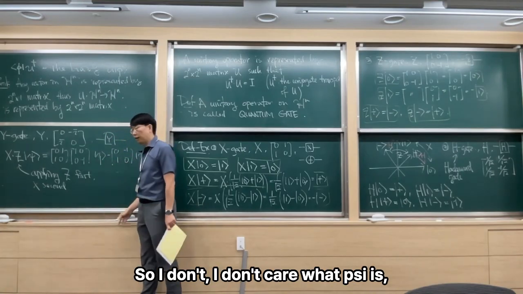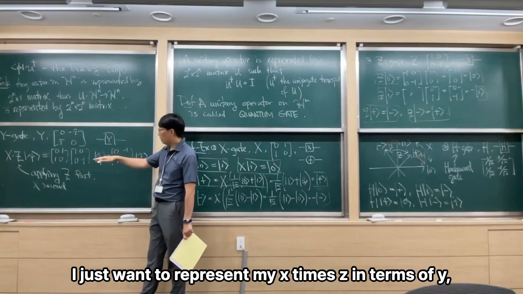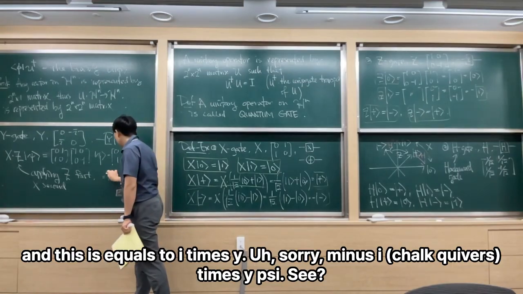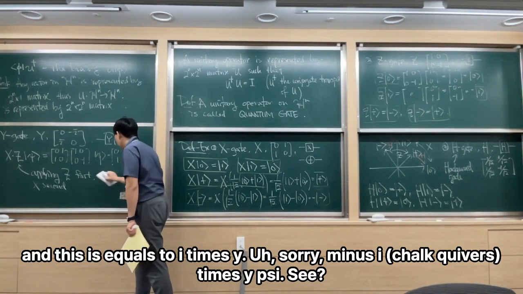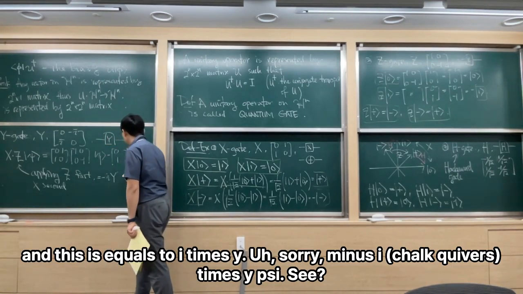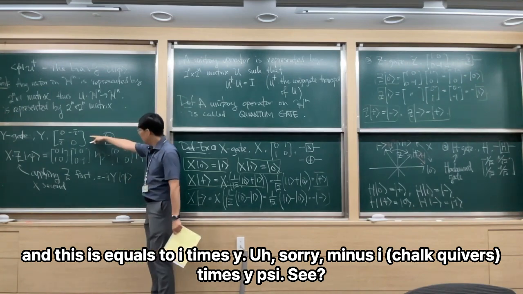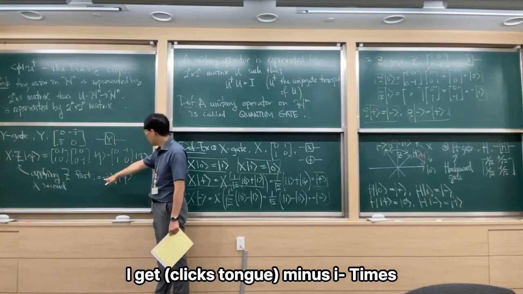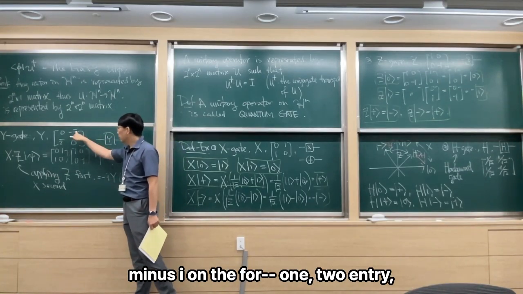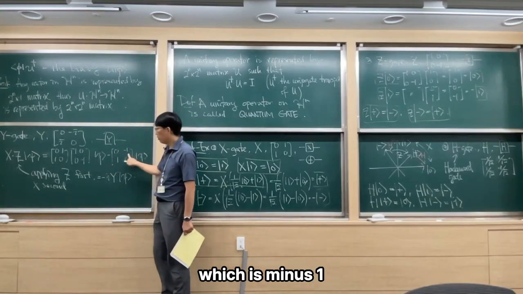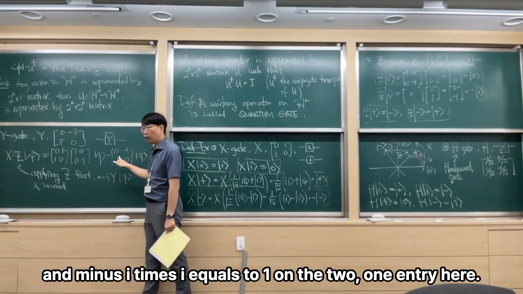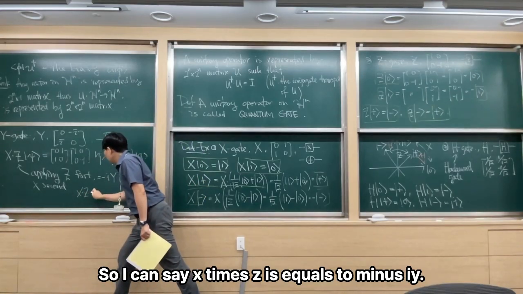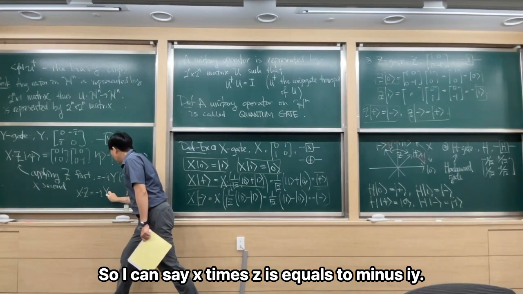So I don't care what psi is. I just want to represent my X times Z in terms of Y. And this is equal to i times Y, minus i times Y psi. See, if I replace Y with this 2x2 matrix, I get minus i times minus i on the 1, 2 entry, which is minus 1, and minus i times i equals 1 on the 2, 1 entry here. So I can say X times Z is equal to minus i Y.